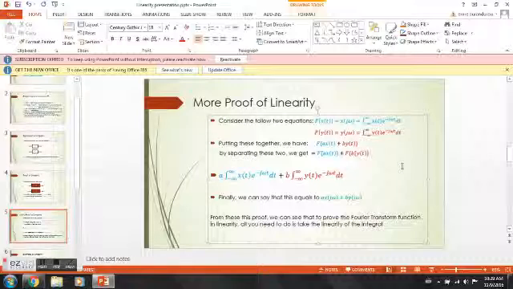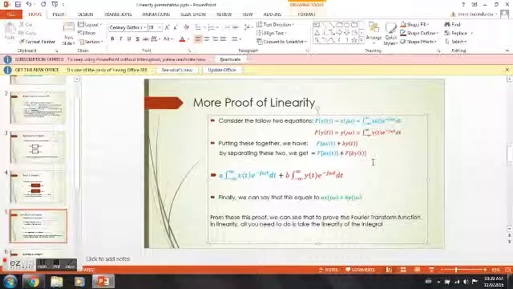Putting these two together, we have F{ax(t) plus by(t)}. As I said, a and b are just simple constants that can easily be taken out. By separating these two, we get F{ax(t)} plus F{by(t)}.